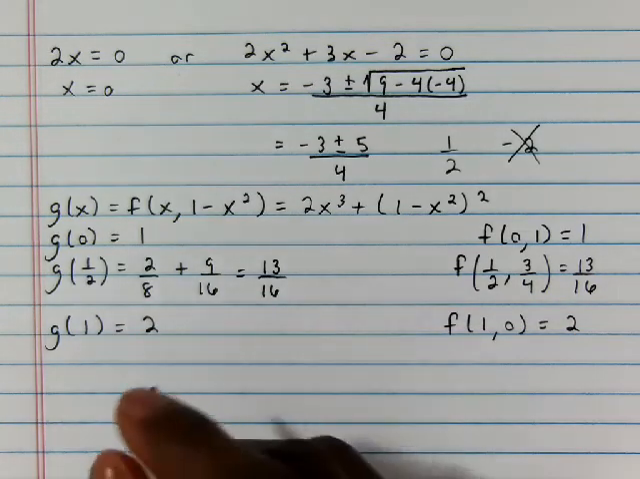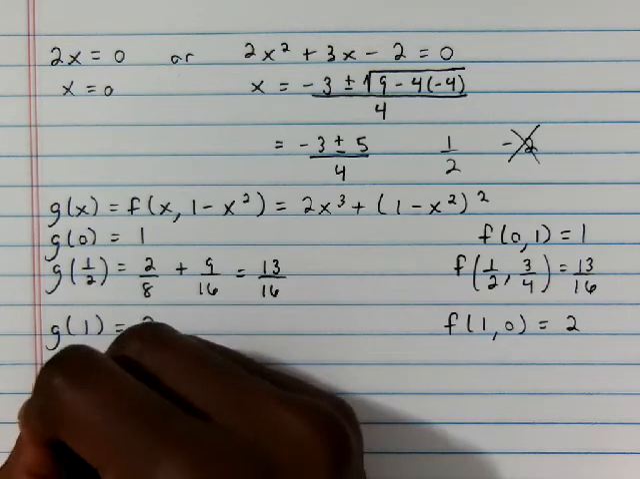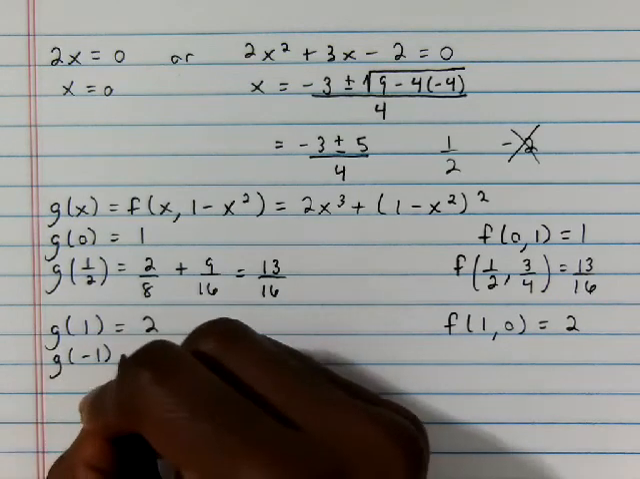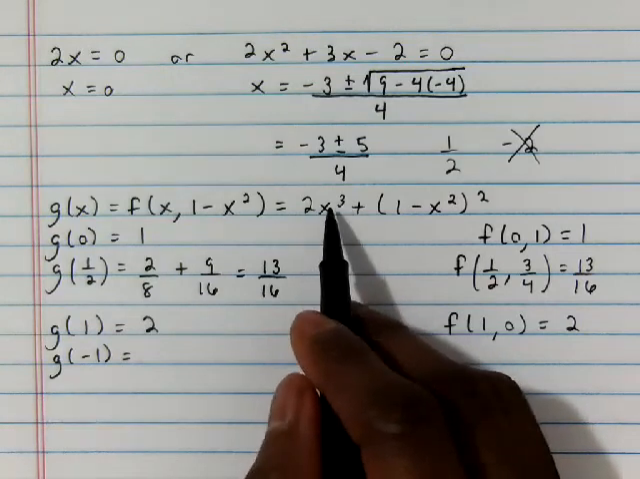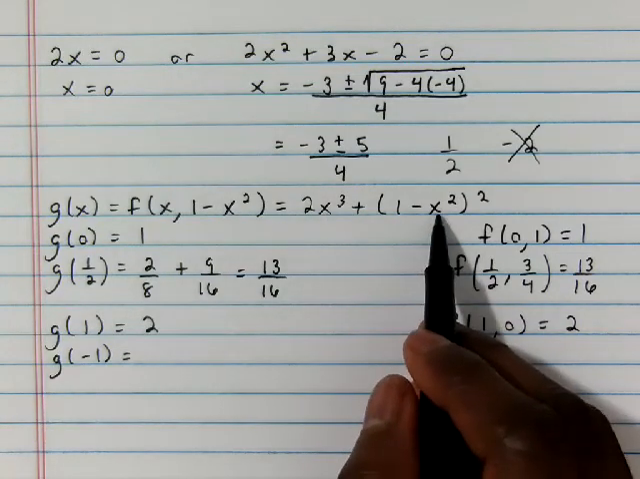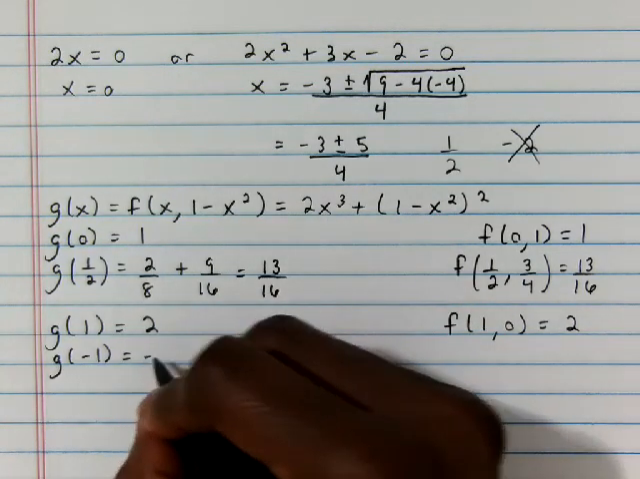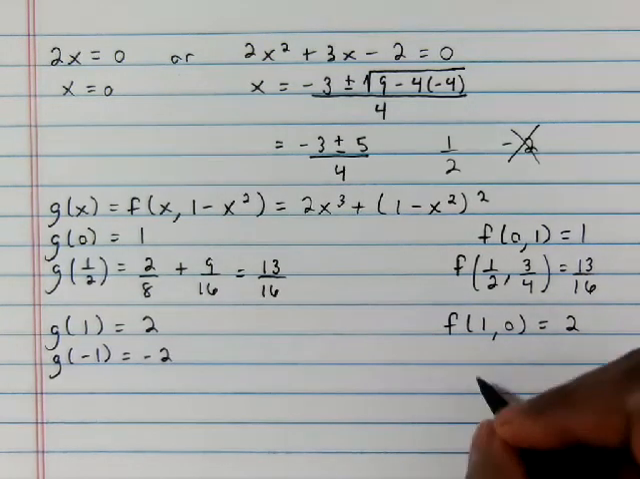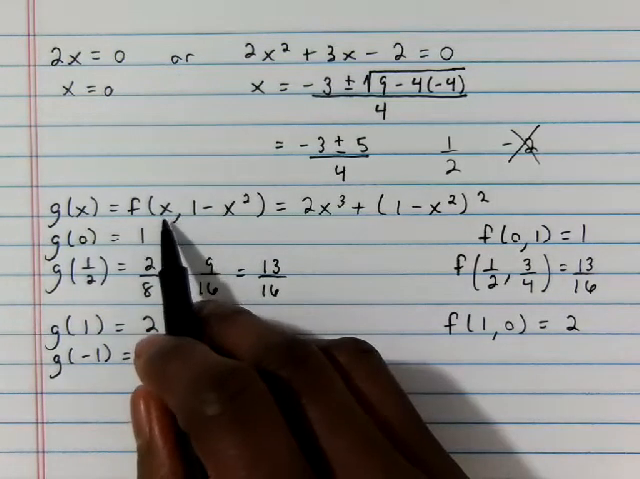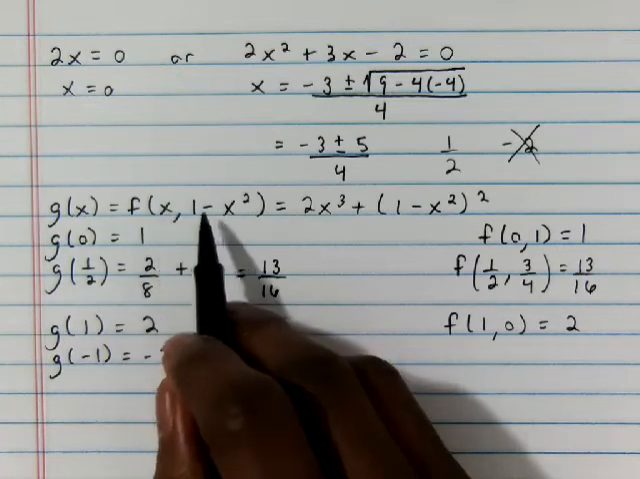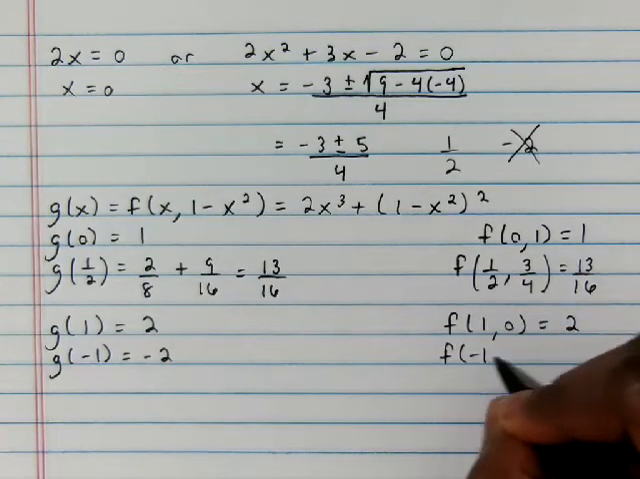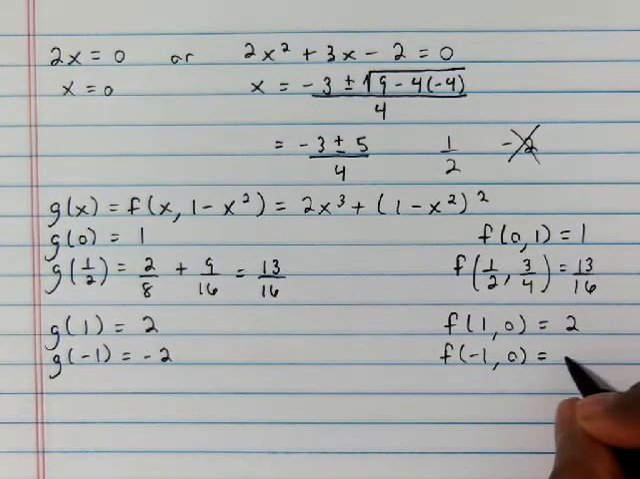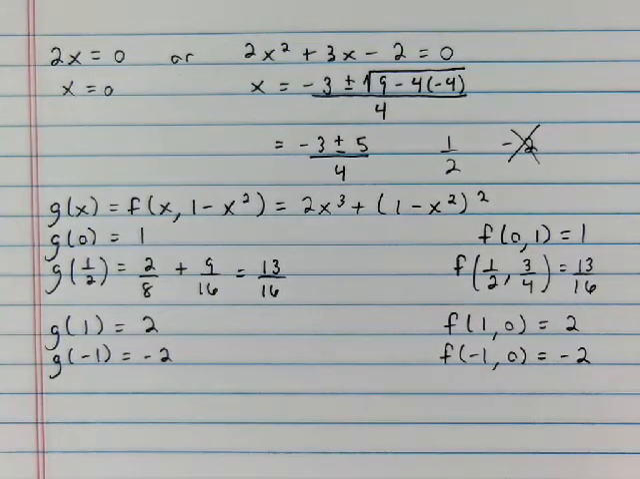And then g of -1. We put in -1 here. We're going to get 2 times -1 gives us -2. And here we're just going to get 1 minus 1 again. So we're going to get 0. So we get -2. And when we put in -1, that's f of -1, 0. So f of -1, 0 gave us -2.